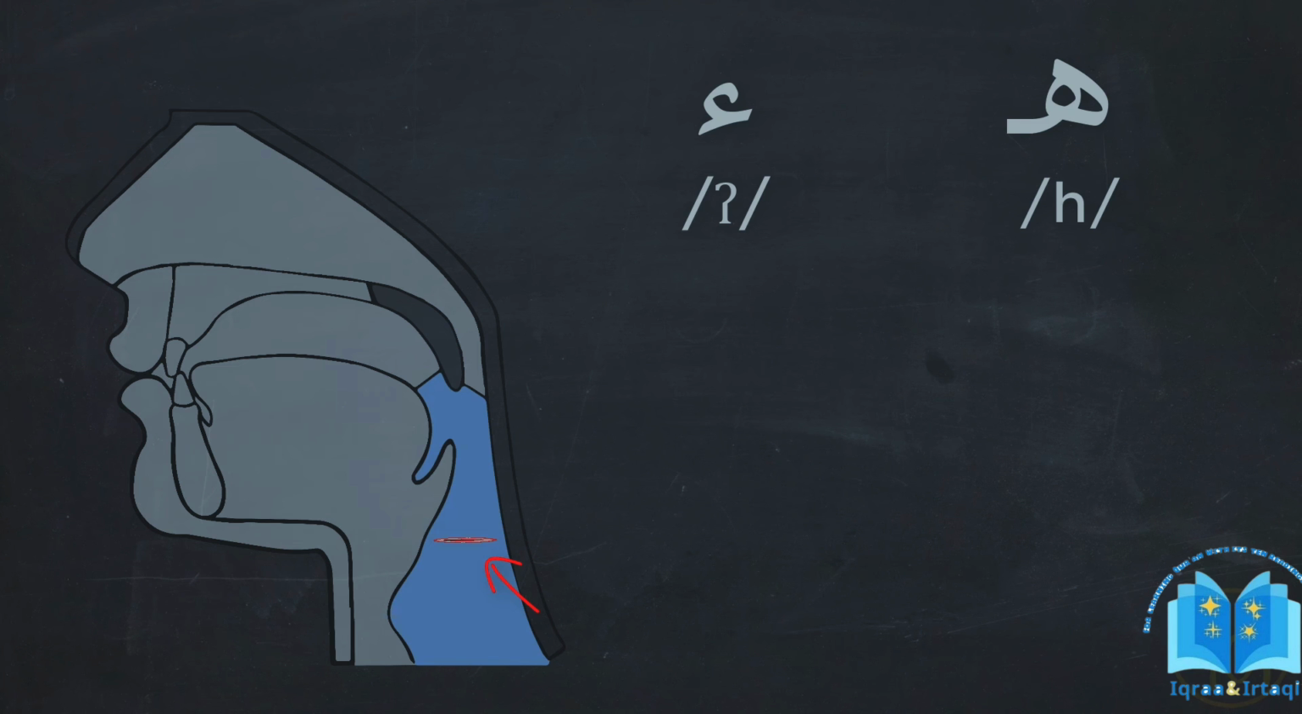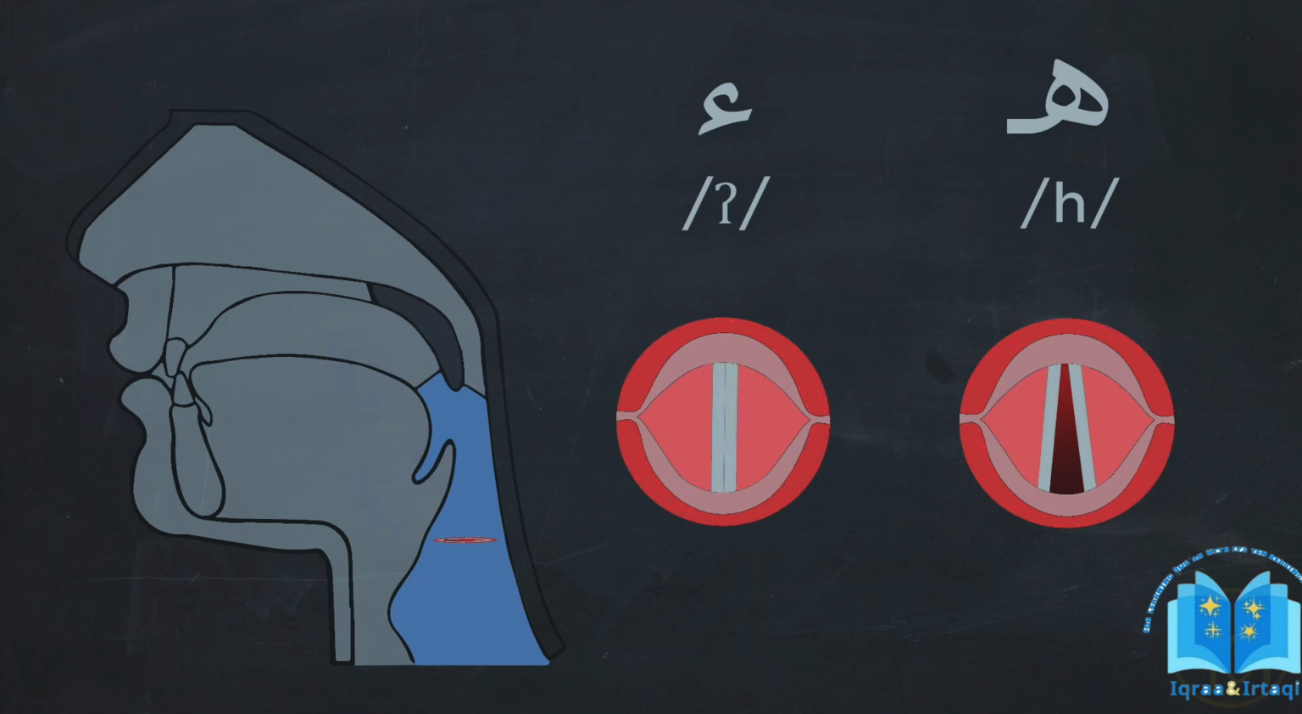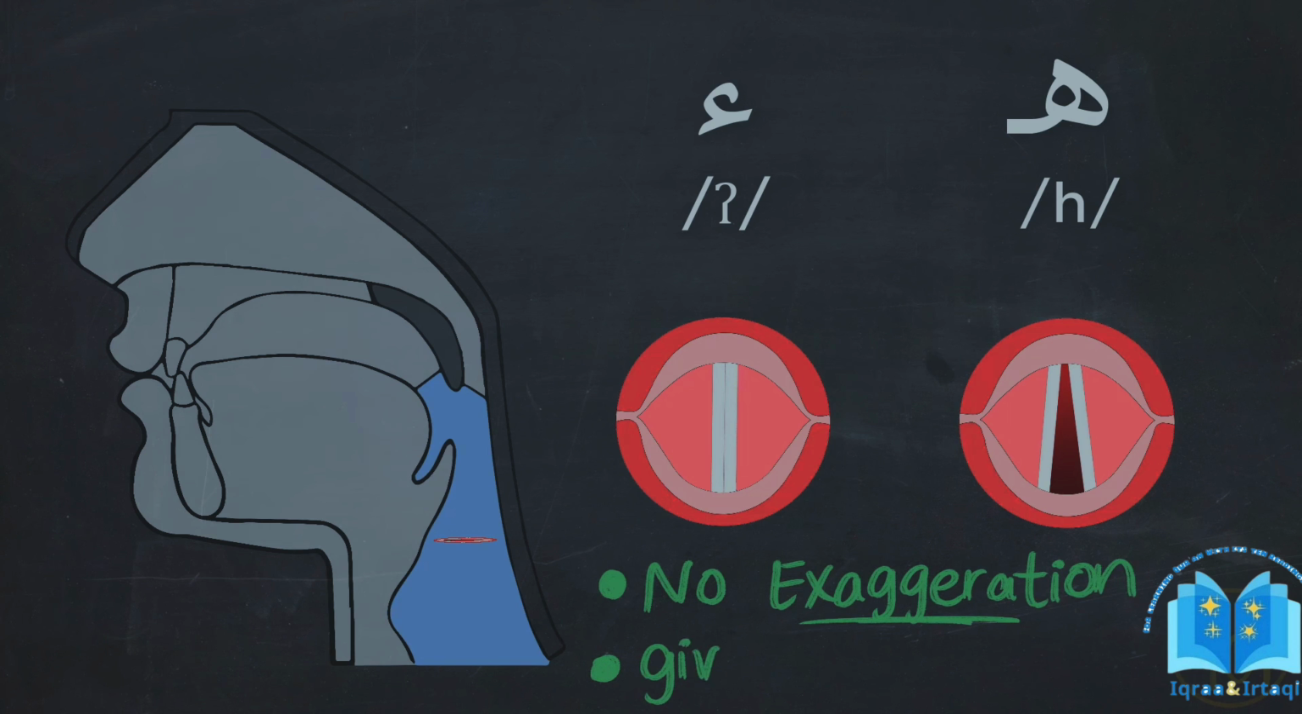So, in a nutshell, the ha and hamza are produced at the vocal cords, which is found at the farthest area of the throat. With ha, you slightly close your vocal cords, and with hamza, you completely close them down. The most important piece of advice to get these sounds right every time is not to exaggerate producing these sounds while giving them enough attention, since while they might be easy to produce, they are also easy to overlook.